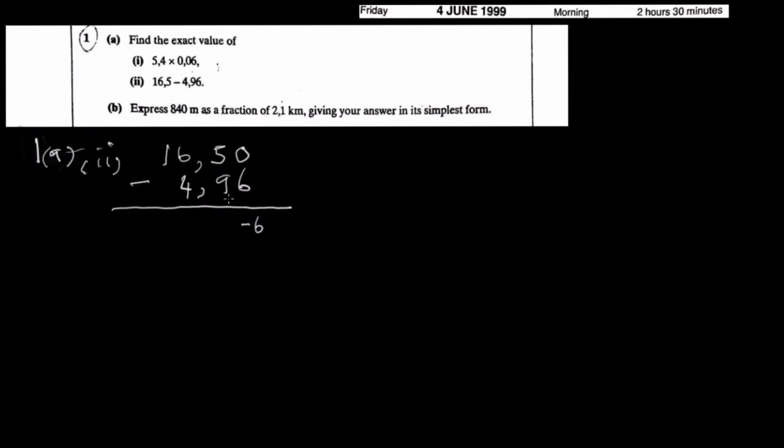Then 5 minus 9, it's minus what? Minus 4. Then our comma here, we'll say 6 minus 4, that is what? 2. And 1 minus 0, it's 1. How then do we get to 11,54?